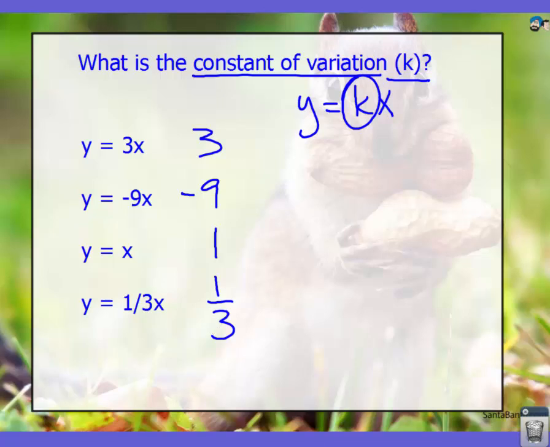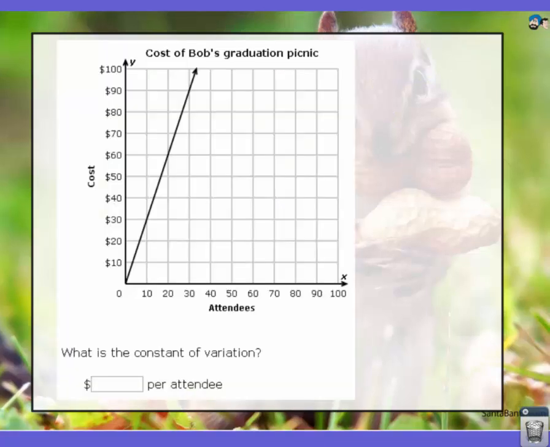So let's look at a couple situations and see if we can find constants of variation. So here is the cost of Bob's graduation picnic. On the bottom, we've got the number of attendees and then how much it would cost based on the number of attendees. So we're looking for the constant of variation. What we do here is pick a good point. Now, it's kind of hard to see the lines on this graph, but there's a good point right there.